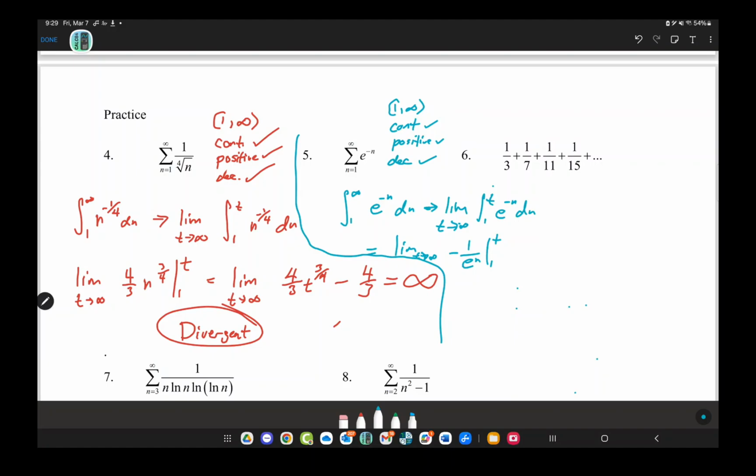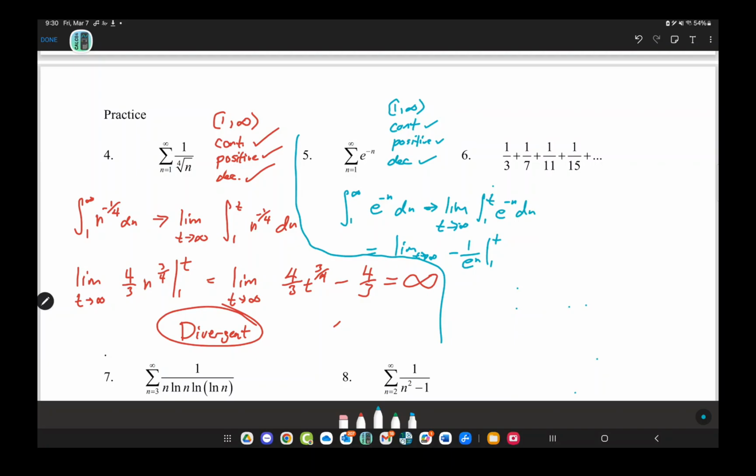Wait, how do we get to that? Don't you have to add 1 to the exponent? So it's not so much adding 1 to the exponent. What's the derivative of e to the x? E to the x. So the derivative of e to the negative n gives a negative, so it's negative e to the negative n. But we have positive, so what would cancel out the negative? Another negative. So negative e to the negative n, which is negative 1/e to the n.